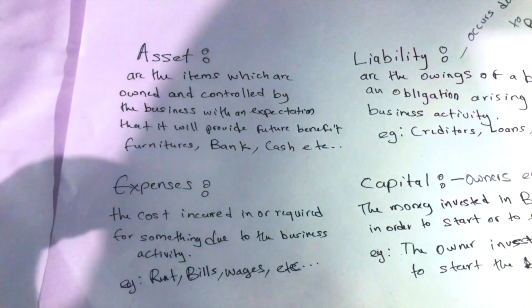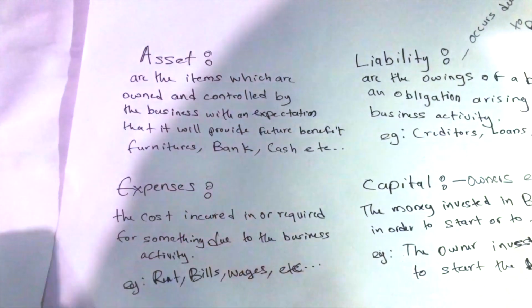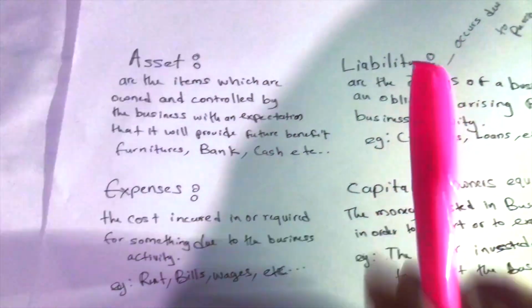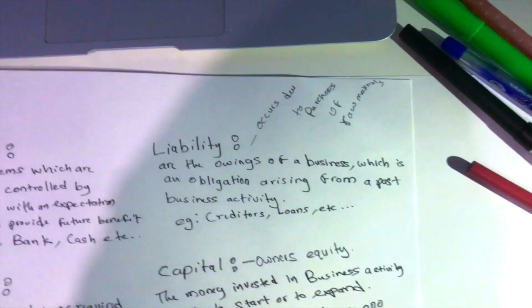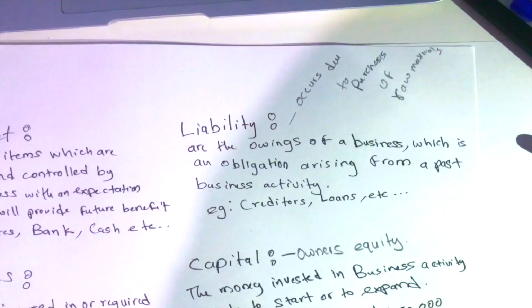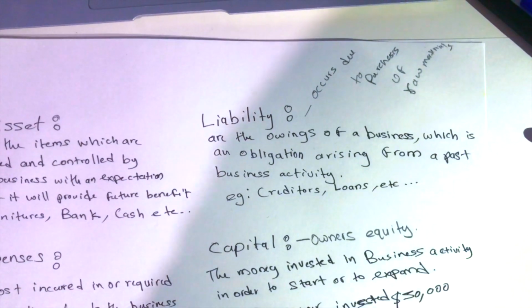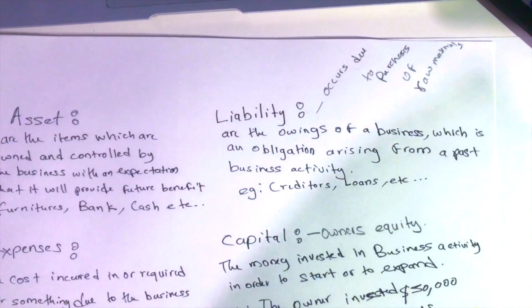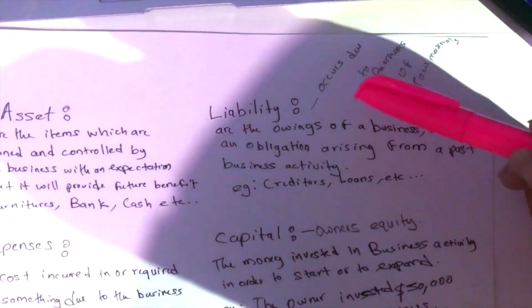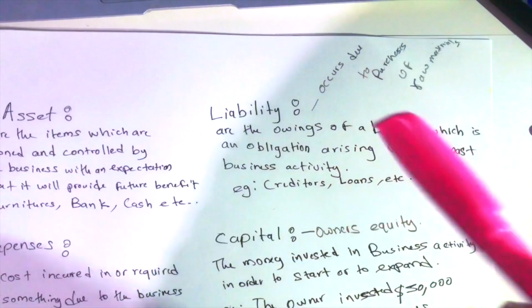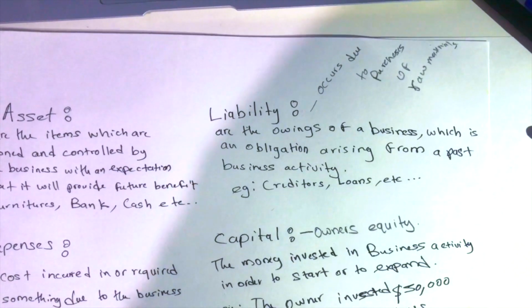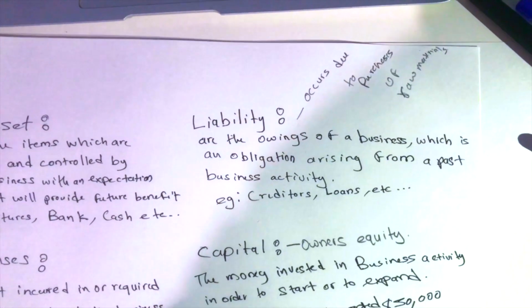So, what are some examples of assets? Furniture, bank, cash. Then we move on to liabilities. Liabilities are the owings of a business, which is an obligation arising from a past business activity. So, how does a liability occur? A liability occurs due to purchases of raw material. This is simply an example of how creditors arise.